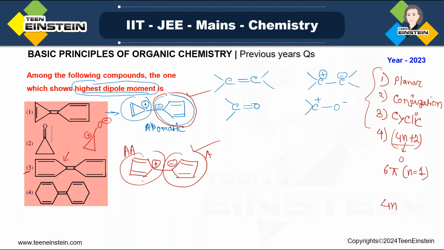And look at this left hand side species: we have 2 double bonds, that means a total of 4 pi electrons present here. And as 4 pi electrons are present, it is basically satisfying the conditions for anti-aromaticity.